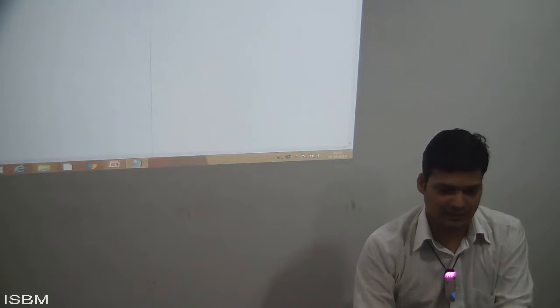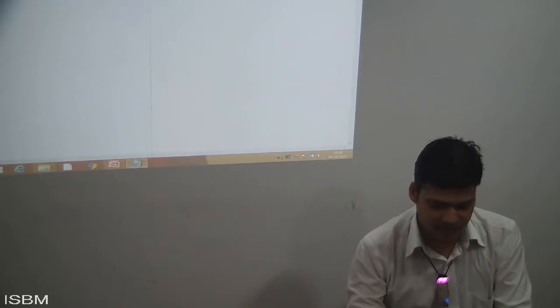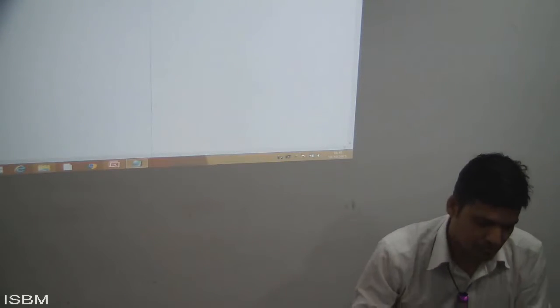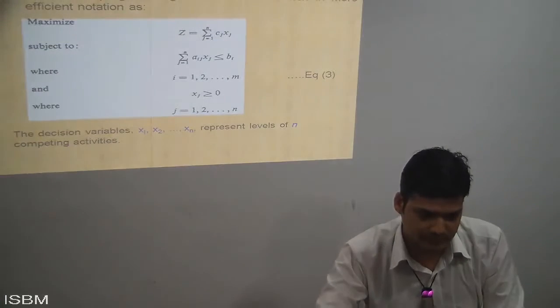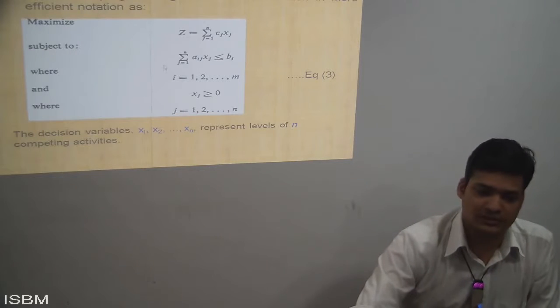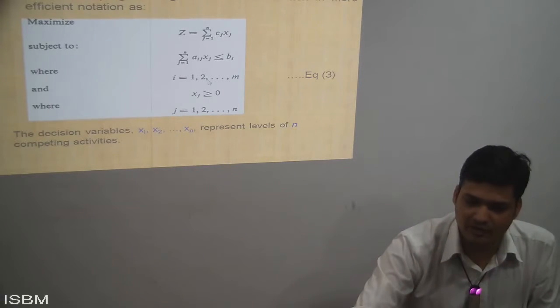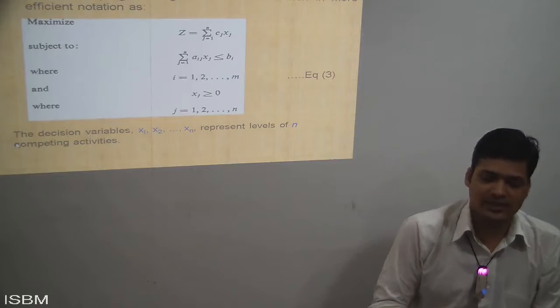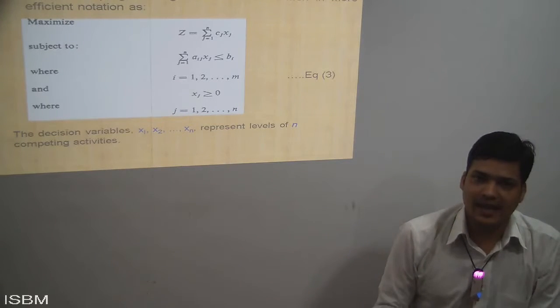This is the example I have told you, but the same example we can write in the form of summation. What is shown here in the slide is shown over here, subject to this, where i is from 1 to m and xj is greater than or equal to 0, where j is 1 to n. The decision variables x1, x2, x3 represent the level of n competing activities.